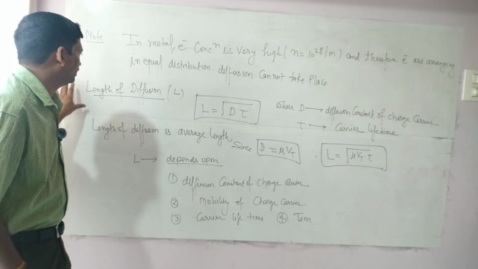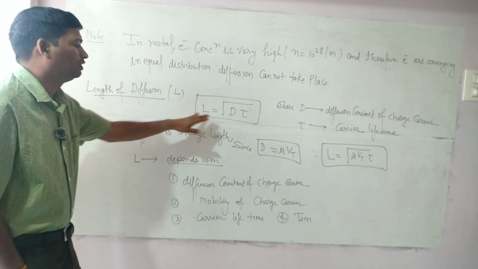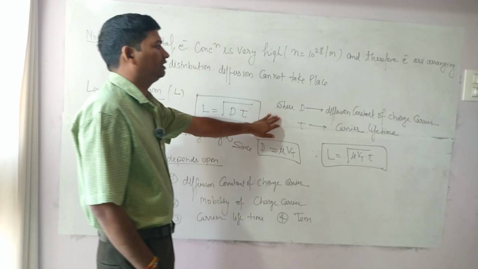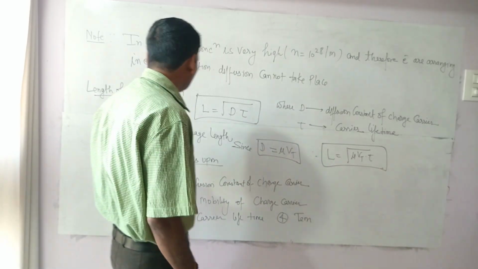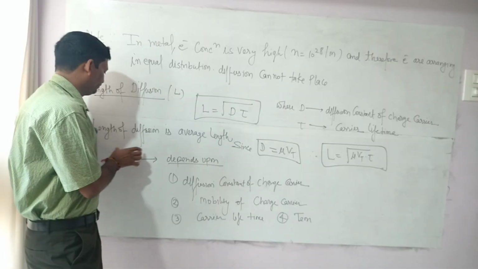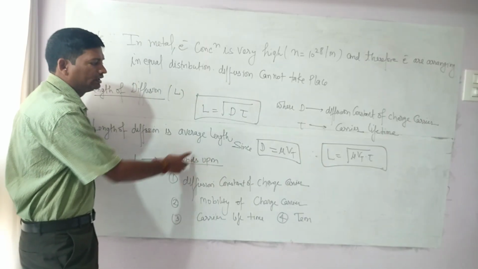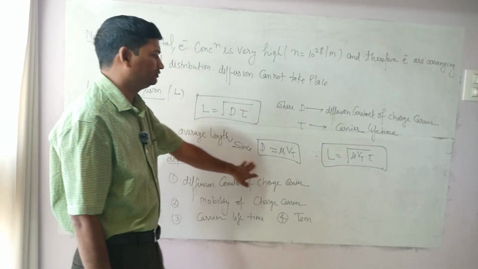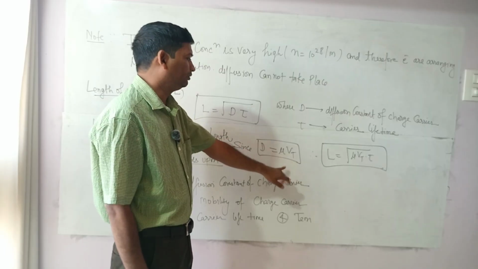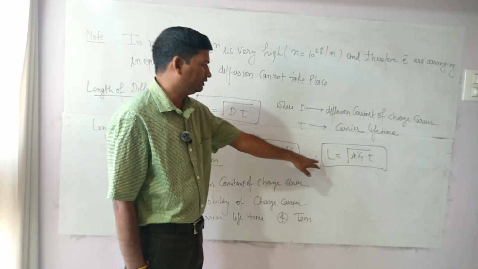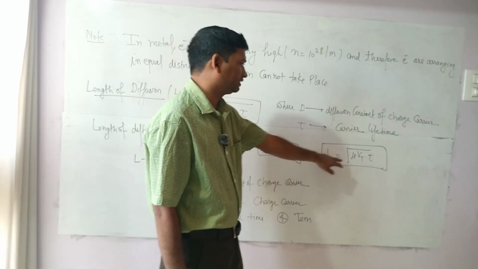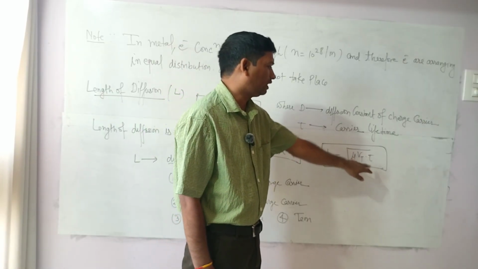So we want to calculate the length of diffusion. L is equal to root of D tau. D is the diffusion constant of the charge carrier, and tau is the carrier lifetime. Suppose we take the length of diffusion as the average length. So D is equal to mu into Vt, where mu is the mobility and Vt is the thermal voltage. So we can put the value here: L is equal to root of mu Vt into tau.